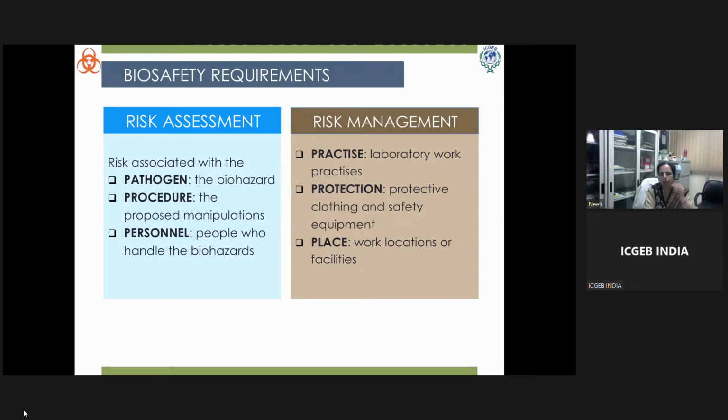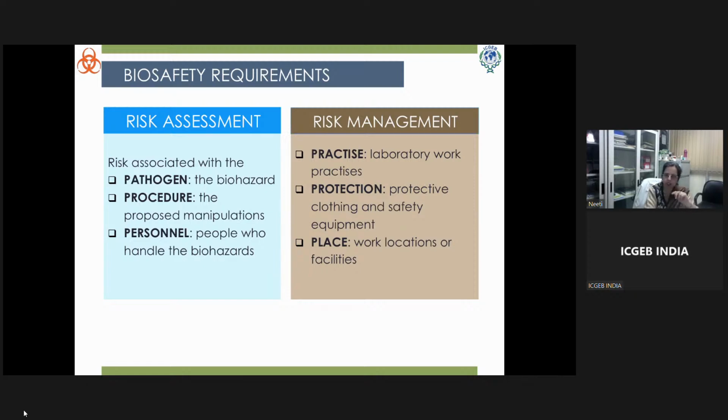Now, how do we recognize what containment level is required for a particular requirement? And this has been very well defined in the form of 6 P's. These 6 P's can be categorized into 2 groups of 3. The first one to assess the risk, and the second category to manage the risk. Now, the risk assessment would include the 3 P's associated with the pathogen, procedure, and the person.